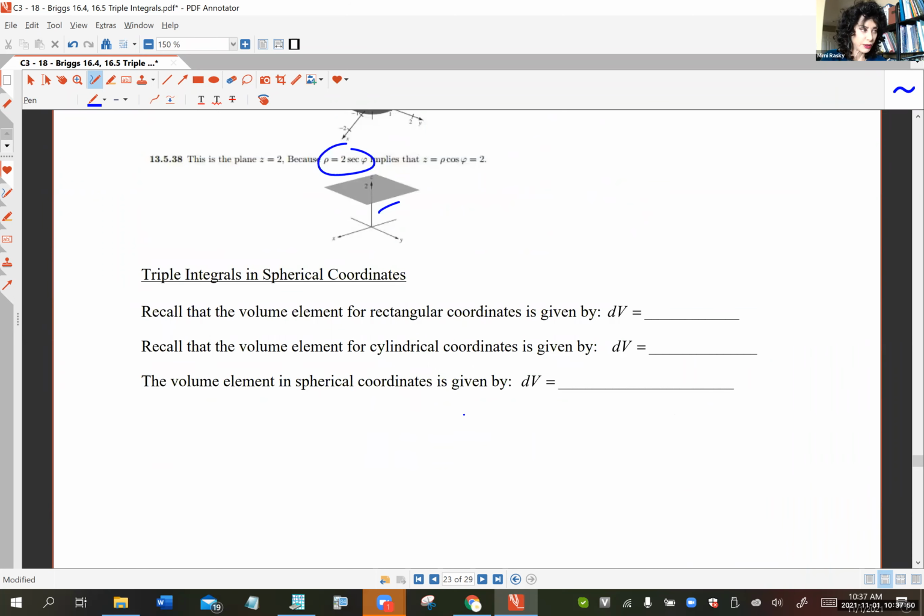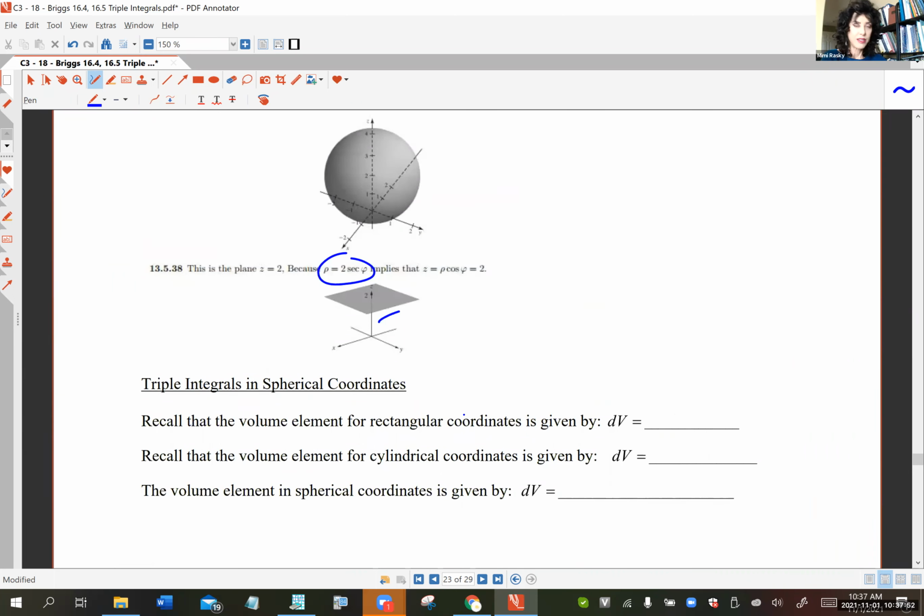Let's start triple integrals now. So you are now introduced, congratulations, to the spherical coordinate system. It's just another way to describe 3D and to locate points in space. But instead of your ordered triple x, y, z, you've got an ordered triple rho, theta, phi.